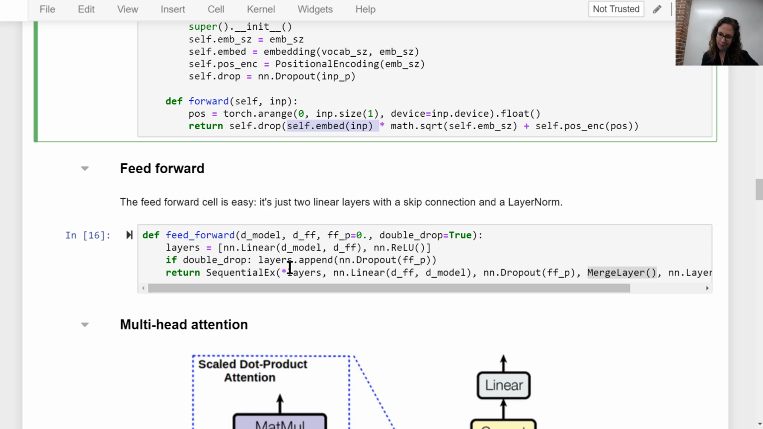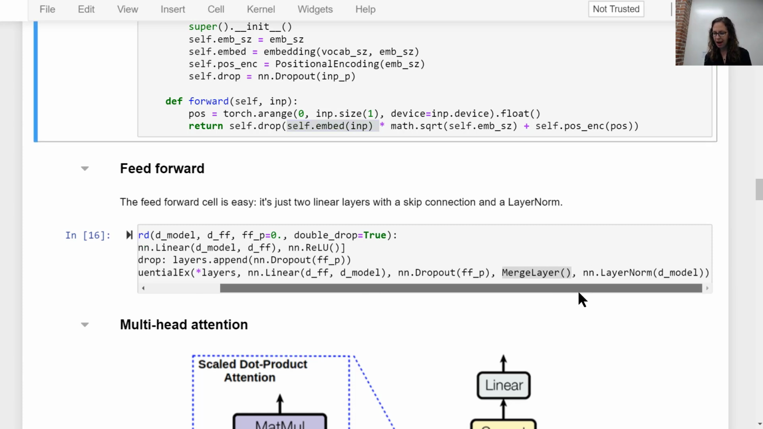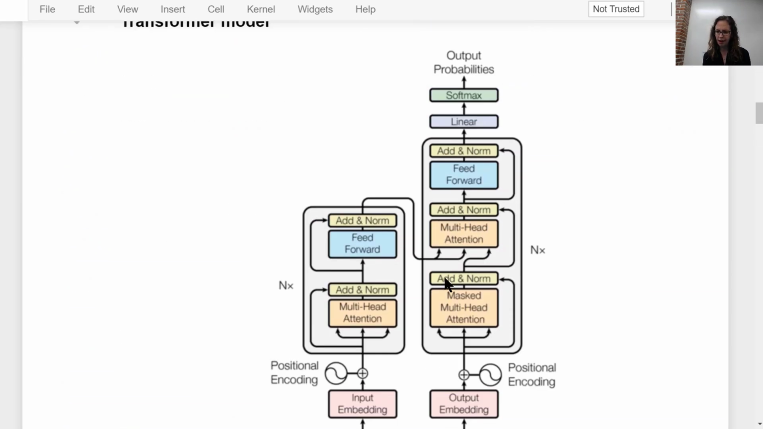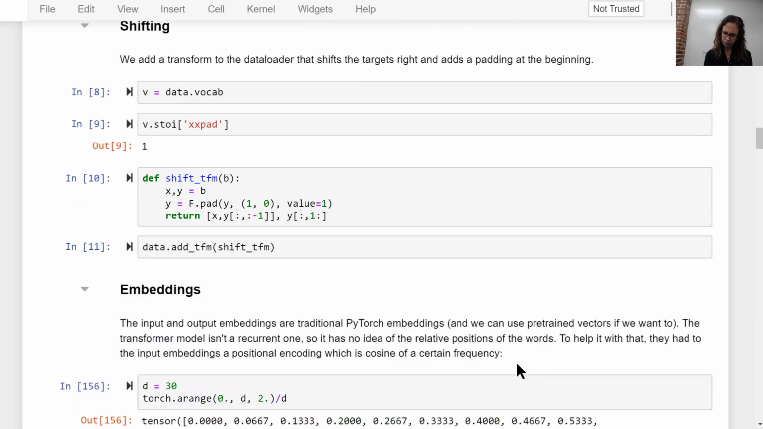Okay, coming back to our feed forward. This is mostly a traditional feed forward with linear, ReLU, dropout, another linear layer, more dropout. Then this merge layer is just letting you have a skip connection from 2 layers previous, not just the previous layer, and then a layer norm. We saw there are 2 feed forward blocks, one in the encoder, one in the decoder, after each encoder to encoder multi-head attention and decoder to decoder multi-head attention. Again, there'll be 6 of each of these broader blocks.